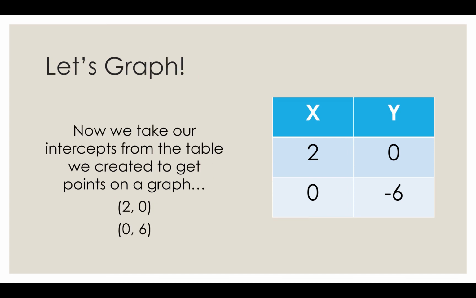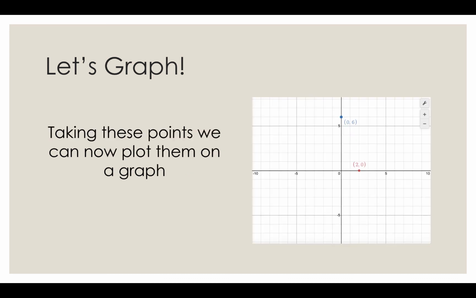Now we can graph. To do this, we take the points from our t-chart and plot them on a graph. These points are written as parenthesis 2, comma 0, parenthesis, and parenthesis 0, comma negative 6, parenthesis. These are our intercepts. So let's plot them on our graph. This is the easy part because we have already covered plotting points on a graph.